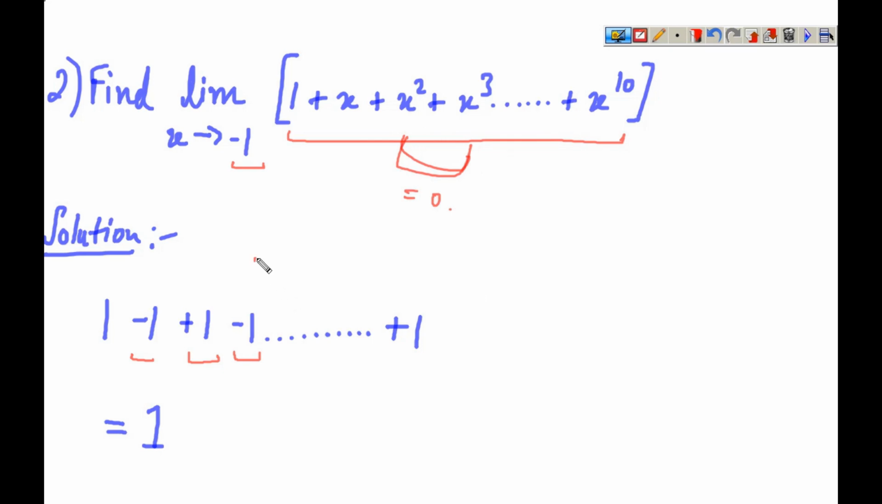From x to the power 4 to x to the power 9 there are 6 terms, so we can group them into 3 pairs, right? All those 3 pairs will amount to 0, so we don't really have to calculate those. They are 0, and then we are left with x to the power 10, which is an even power, so we get plus 1. Then this and this will be 0, this and this will be 0, and we are left with 1. So here the answer, or the limit, will be 1.